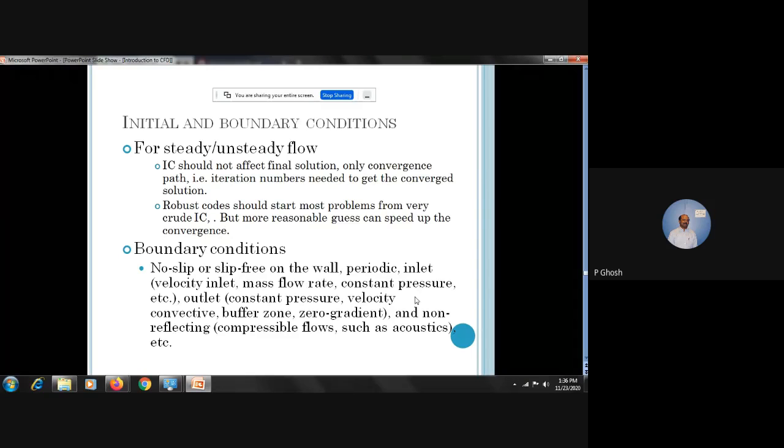Now, after you select the model, for steady and unsteady flow: for steady flow, there is no time derivative, so you don't need an initial condition. But in unsteady flow, you have to give an initial condition. For steady flow, the boundary condition itself is going to suffice to solve the problem, like no slip at the wall, as you know from the fluid mechanics class. Then the periodic boundary condition is one we use in heat exchangers, where repeating-type flow is occurring. Then there are the inlet velocity, the mass flow rate, constant pressure, and for natural convection, outlet constant pressure or velocity, in turbulence a buffer zone, zero gradient, non-reflecting for compressible flow, etc. So there are different boundary conditions, and you have to choose appropriately.